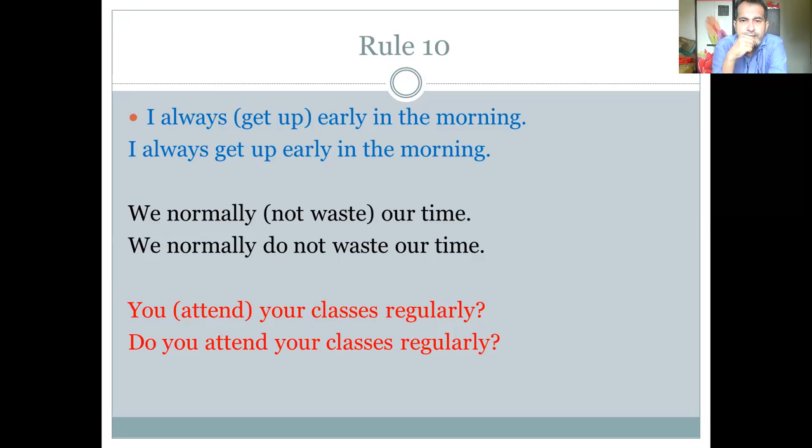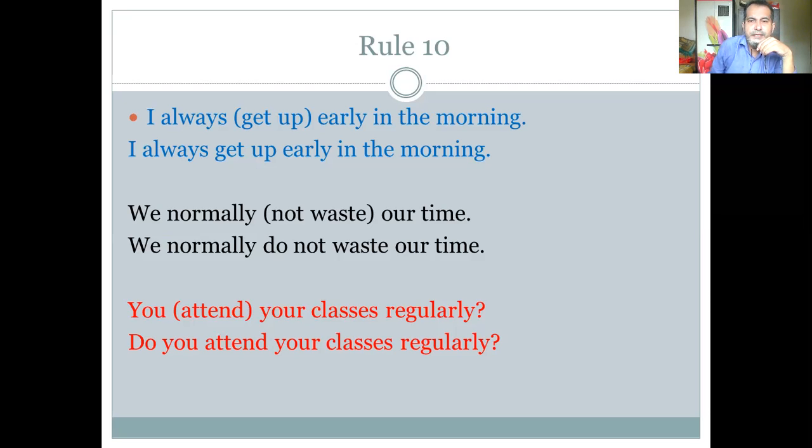The next example is in interrogative form. "You attend your classes regularly." That means someone is asking you a question, asking about your classes, whether you attend your classes regularly or not. So how do we ask this type of question? Do you attend your classes regularly? So the word "do" comes in the front. Do you attend your classes regularly?